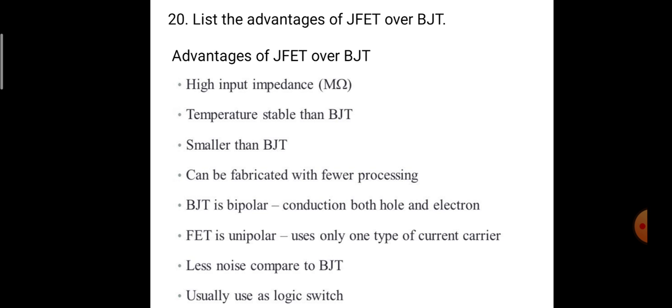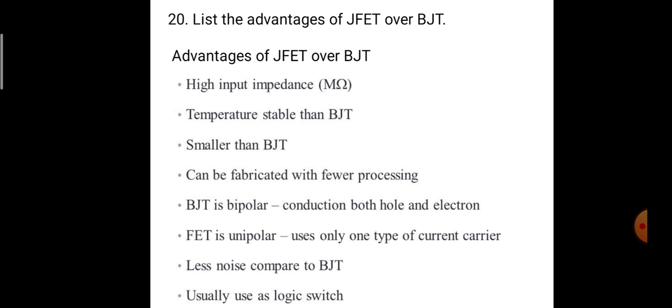Question number 20. List the advantages of JFET over BJT. Now we are discussing the advantages of JFET over BJT. High input impedance, more temperature stable than BJT, smaller than BJT, can be fabricated with fewer processing steps.